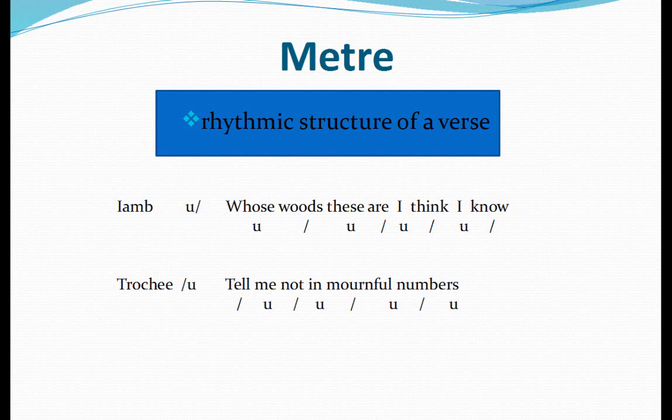An iamb always starts with an unstressed syllable, which is followed by a stressed one. The trochee, on the opposite, starts with a stressed syllable that is followed by an unstressed one. Listen to how I read the 2 example sentences.